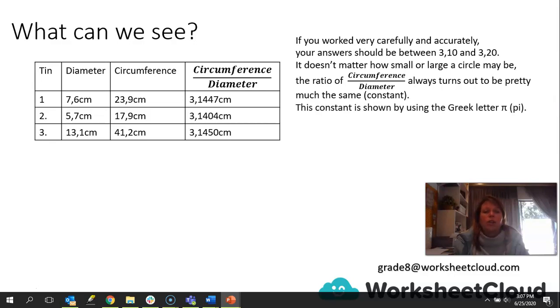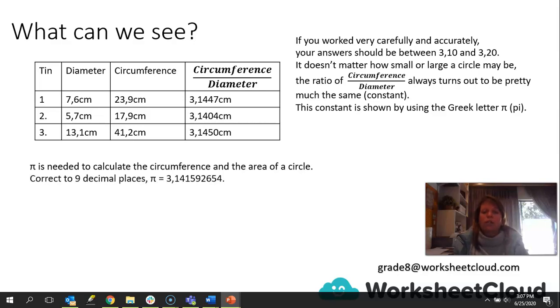And the constant is shown by that Greek letter, and we call it pi. So you actually pronounce it as pi, P-I. Okay. Pi is needed to calculate the circumference and the area of a circle. But for now, we're just going to be looking at the circumference. So correct to 9 decimal places, if you worked it out on your calculator, pi is equal to 3,141592654. But we are actually only going to use it to the 2nd decimal place. So every time we use pi, we're going to refer to it as 3,14.